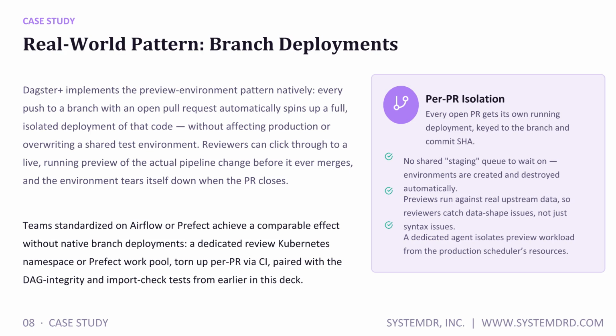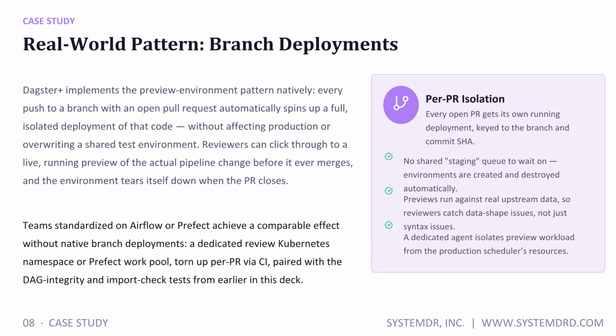Dagster Plus, the managed offering from Dagster Labs, productizes exactly this preview deployment workflow as a native feature. Every push to a branch with an open pull request automatically spins up a fresh, fully isolated deployment of that branch's code, separate from production. Because it's isolated infrastructure rather than a shared staging slot, multiple engineers can each have their own preview running at the same time without stepping on each other, a real pain point with traditional shared staging environments.